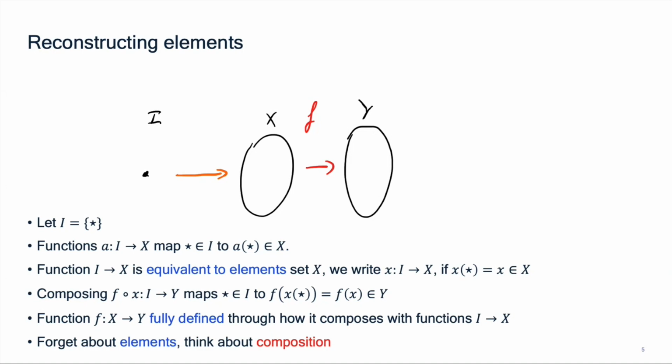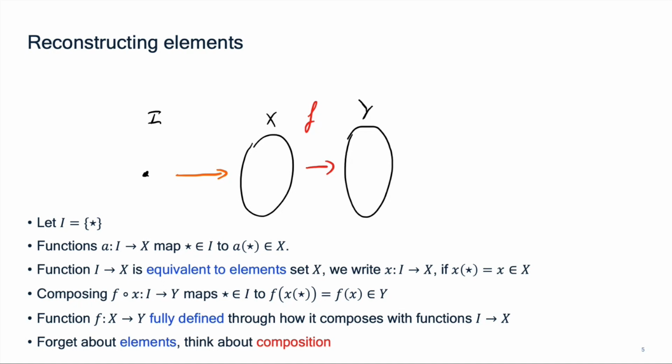Now, if we compose such a function with a function f, what do we get? Well, we first get where this function from I points to, and then we apply f. Any composition from I to y is equivalent to an element of y, and the element we get is exactly the element that this function points to, and then we apply f.